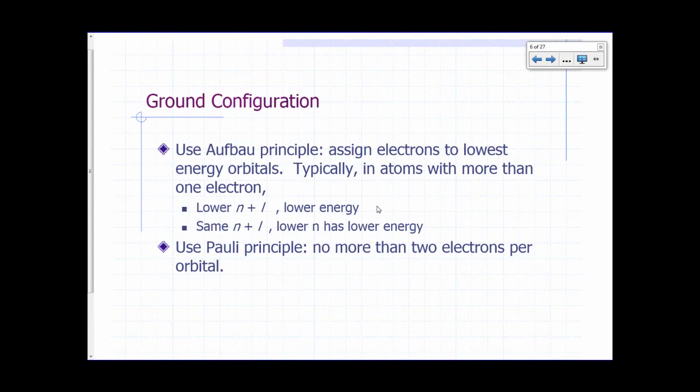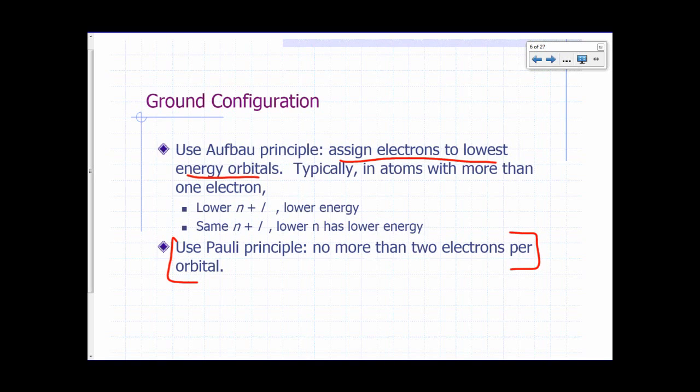How do we come up with the ground configuration for an atom? What we do is we assign electrons to the lowest energy orbitals, okay? But we just can't pack them all into the 1s orbital because there is a restriction, okay? Pauli's principle says you cannot assign more than 2 electrons per orbital.